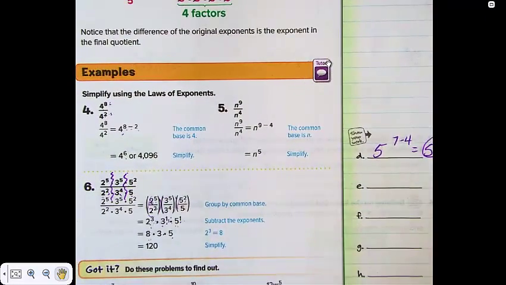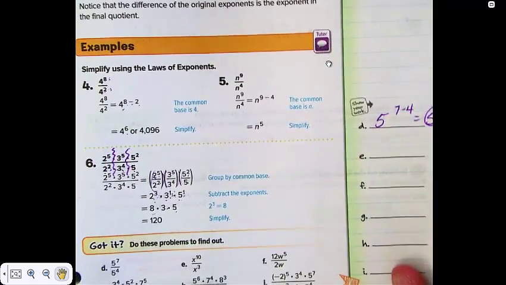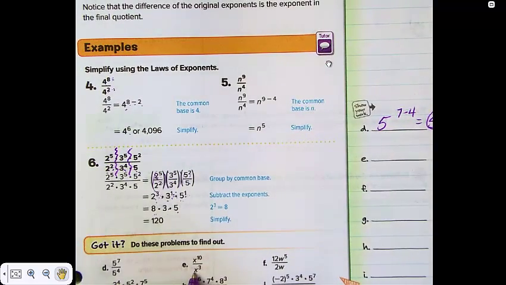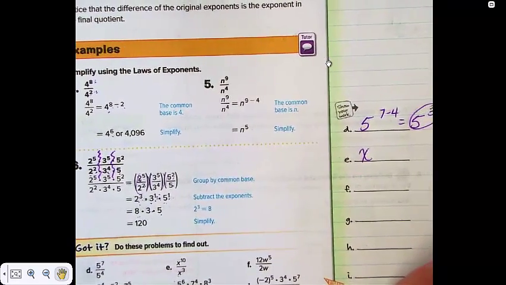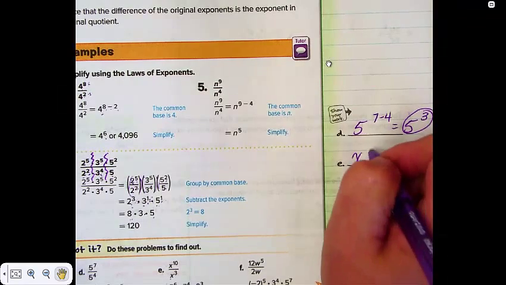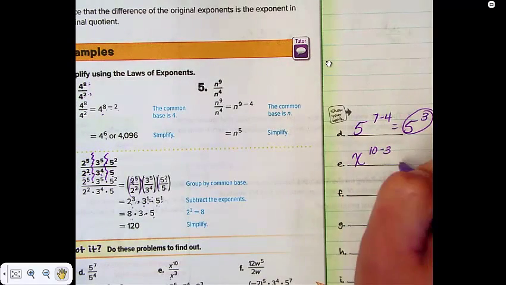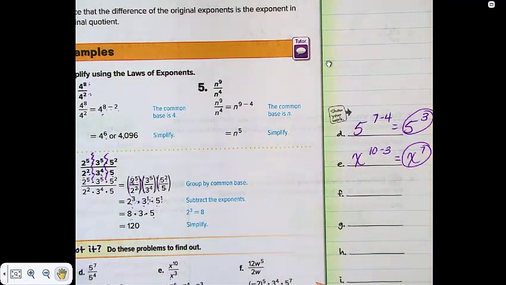Now let's look at the next one, E, right here. And it has a common base of x, so the x's stay the same. My common base of x stays the same. And my exponents are 10 minus 3. And 10 minus 3 is 7. So my answer is x to the 7th.